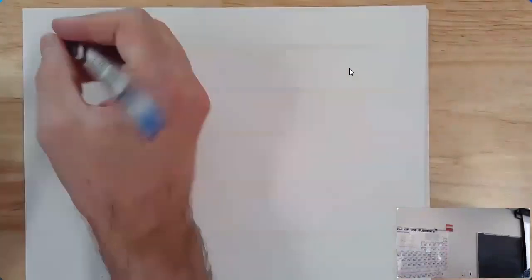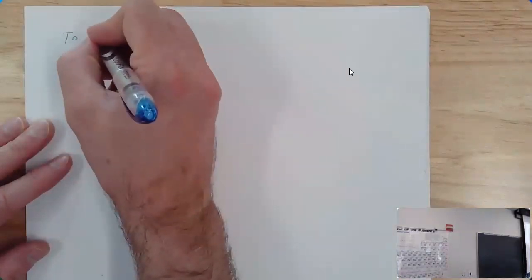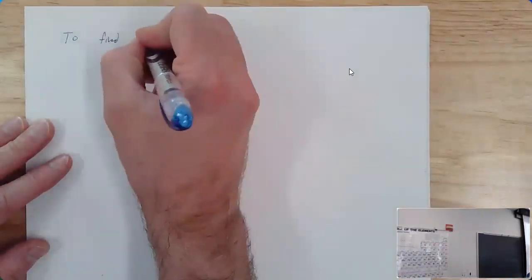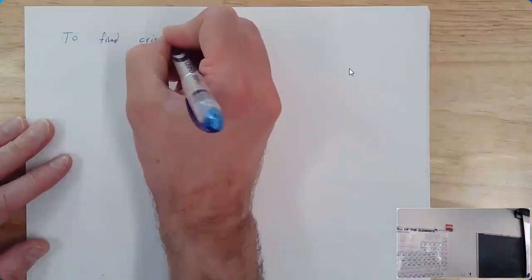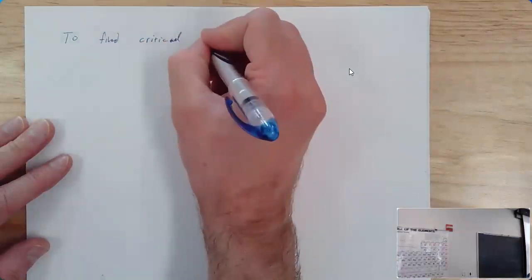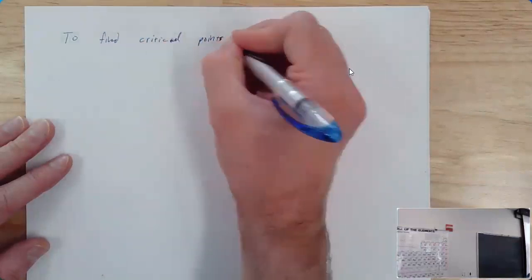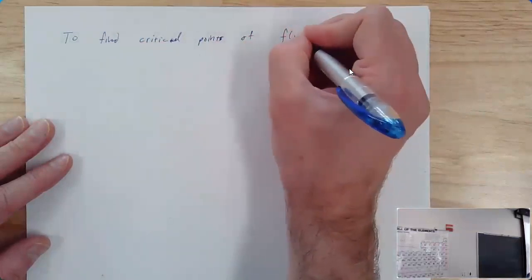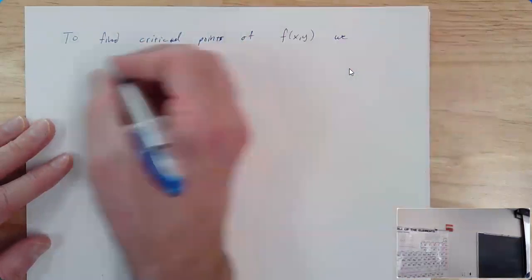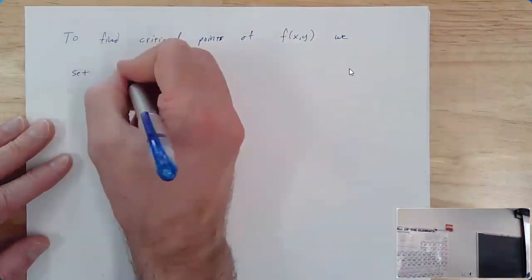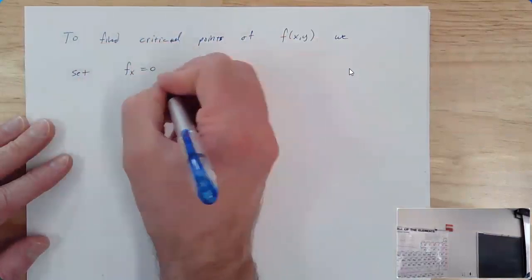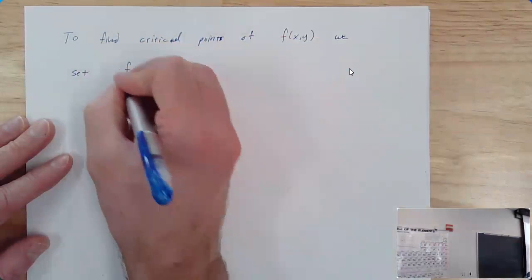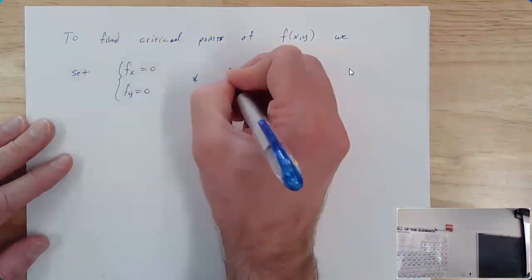Let me say it again. So, to find critical points of a function of two variables, we set fx equal to 0, fy equal to 0, and find all solutions.